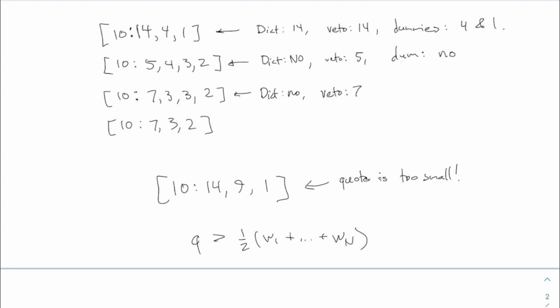And then we should also think about, is the 2 a dummy or not? Yes, I think it is. I don't think there's any way you can add up to 10 which actually uses the 2.